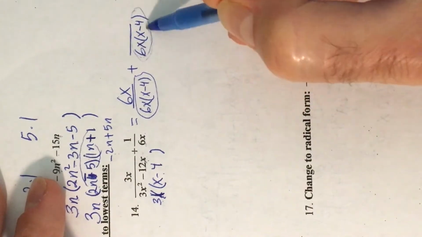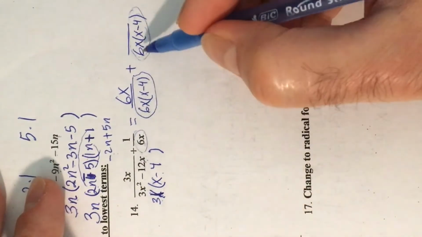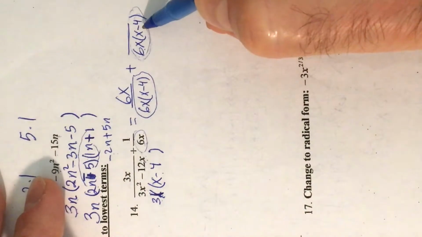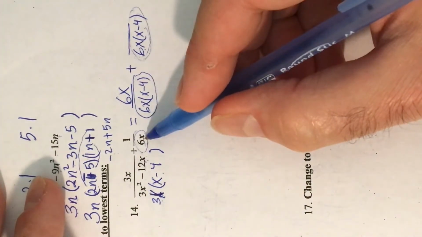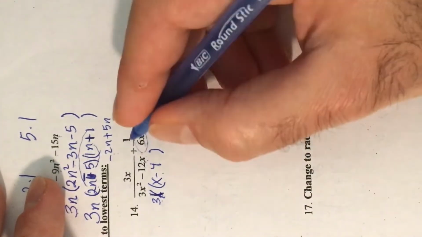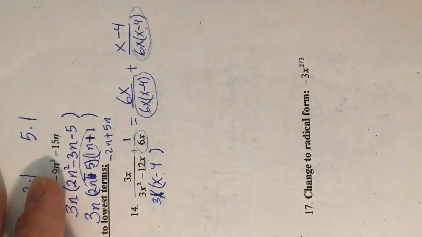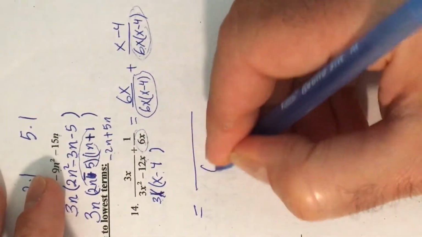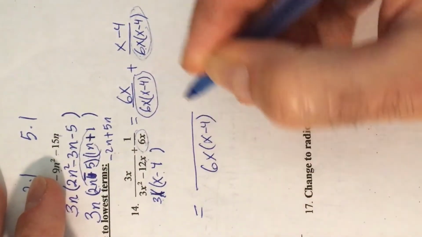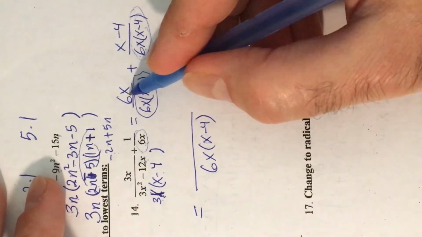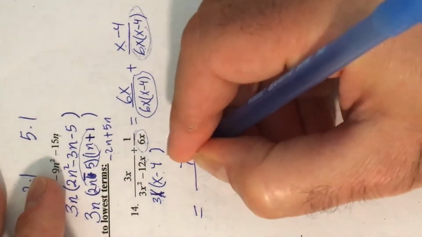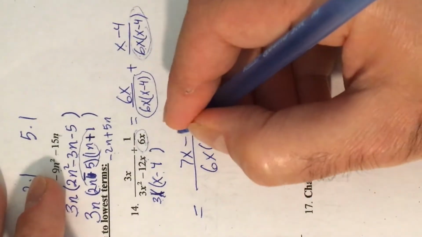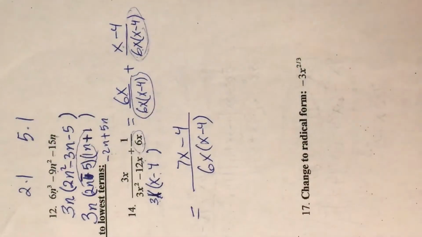What is it over here? What do I have over here that I don't have over here? I got a 6x, I got a 6x. I have an x minus 4, I don't have an x minus 4, so that's missing. So I'm going to multiply the 1 by x minus 4. So my answer would be my LCD in the bottom. And then 6x plus x, that's 7x, and I can't do anything with a negative 4. And voila, there is my answer for combining those two fractions.